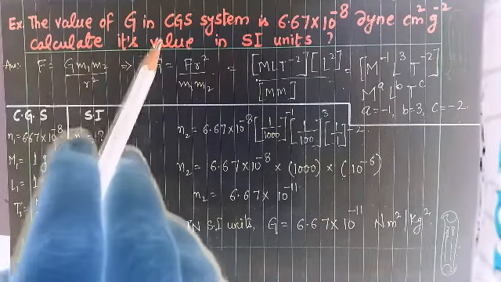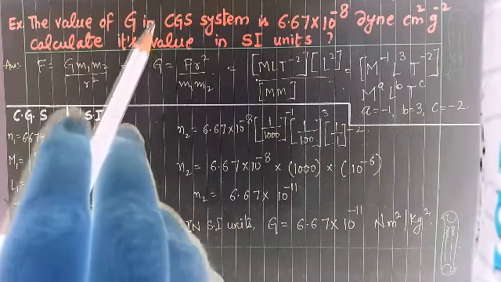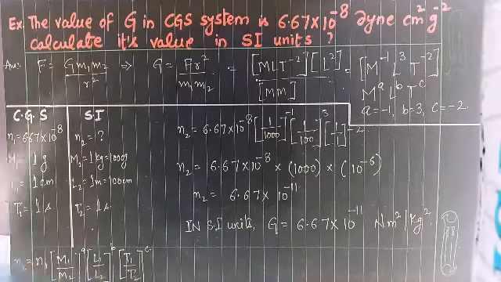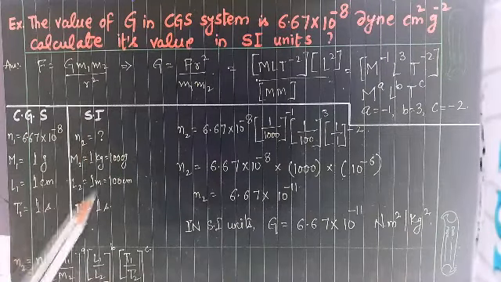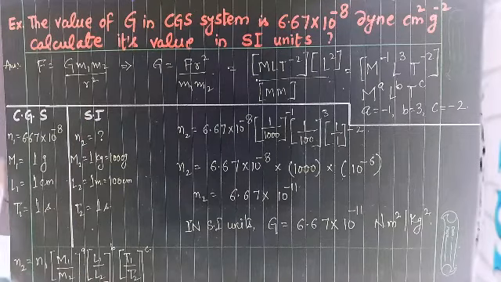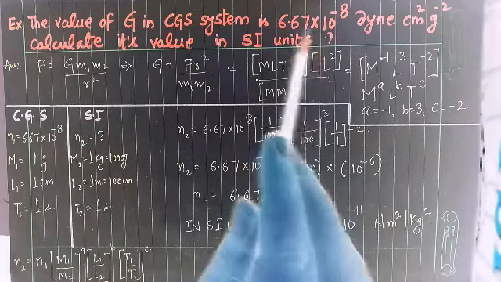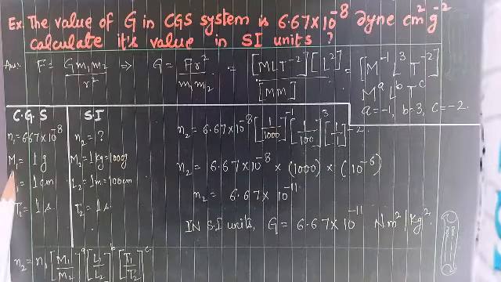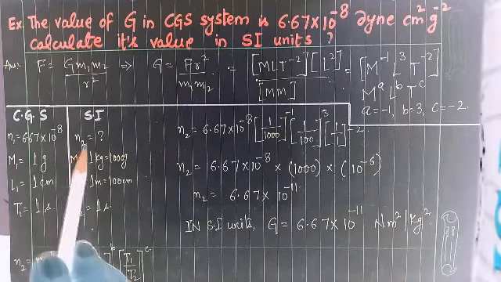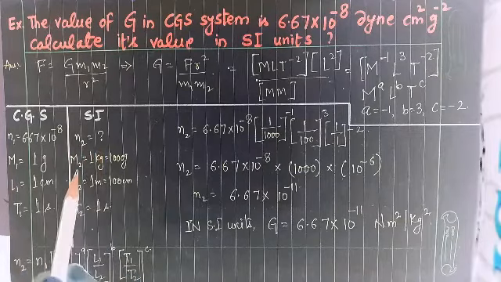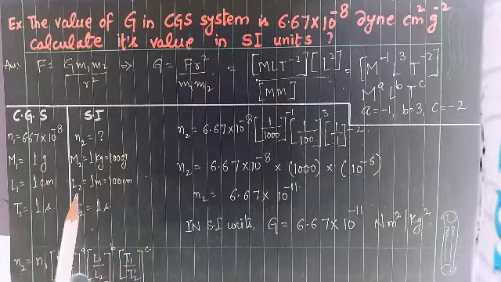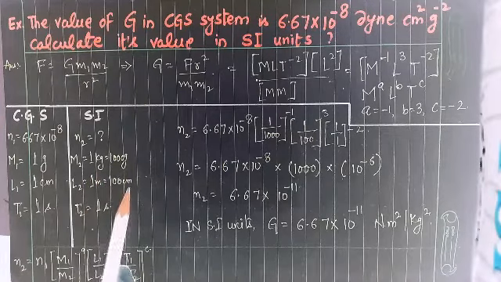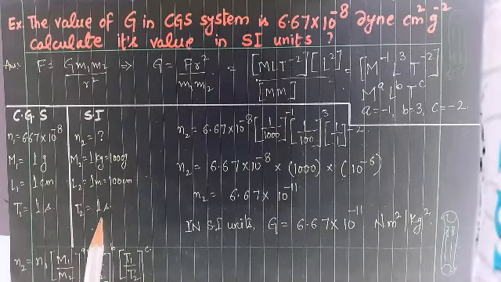Now it is clearly indicated over here. That means we have to convert CGS into SI. So first we will write CGS and on the other side we will write SI. In CGS, n1 is given to us. This is the n1 value. M1 is 1 gram, L1 is 1 centimeter, T1 is 1 second, n2 we have to calculate. M2 we know is 1 kg which is 1000 gram, L2 is 1 meter which is 100 centimeter, T2 again 1 second.